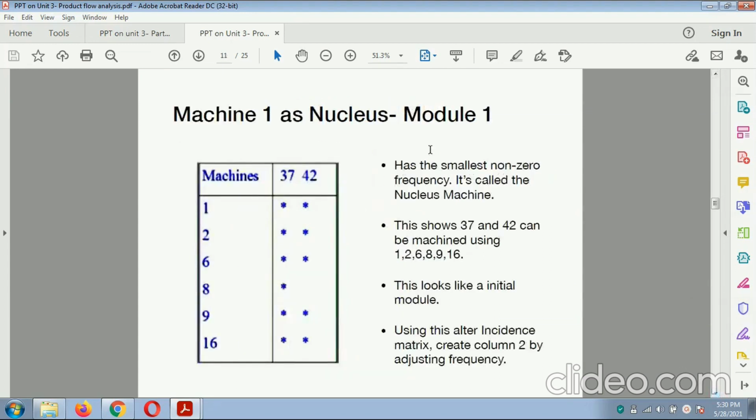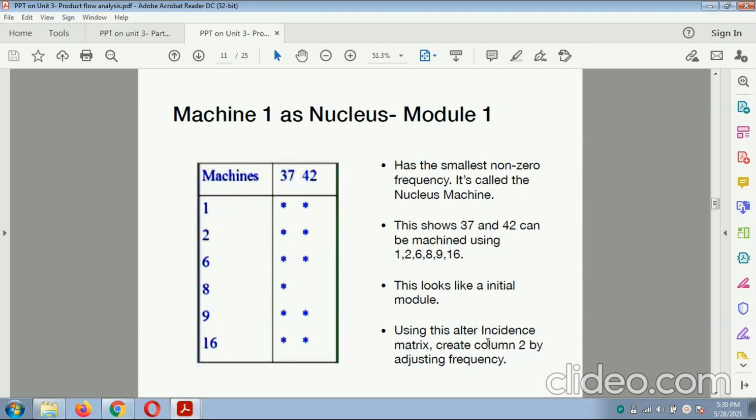Machine 1, that is module 1, consists of machines 37 and 42. It has a smaller non-zero frequency. It is called a nucleus machine. It has a non-zero frequency, which means all the machines can be involved with respect to these operations. This shows that 37 and 42 can be machined using 1, 2, 3, 6, 9 and 16. This forms the initial module.